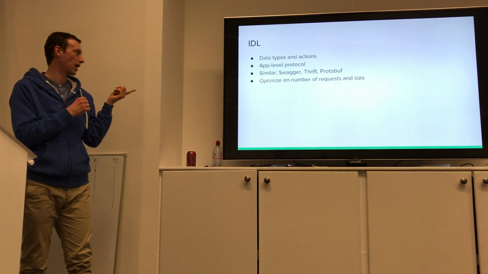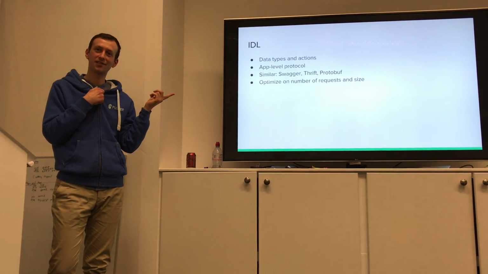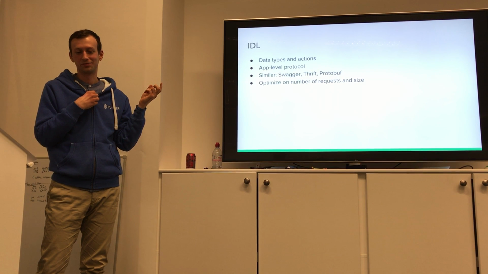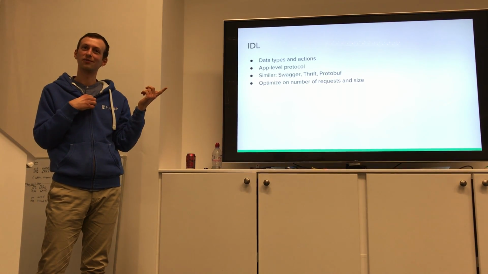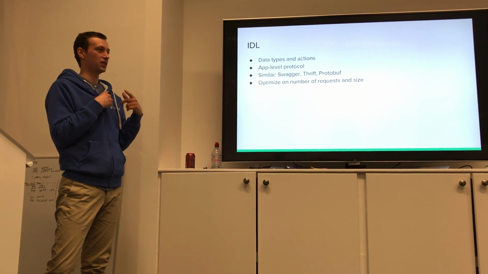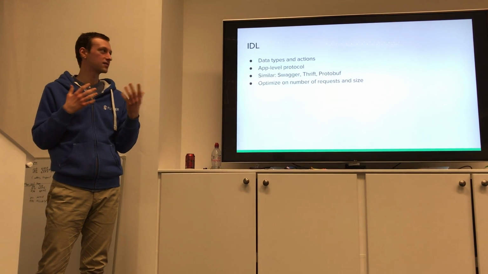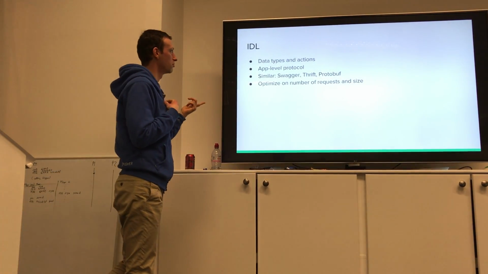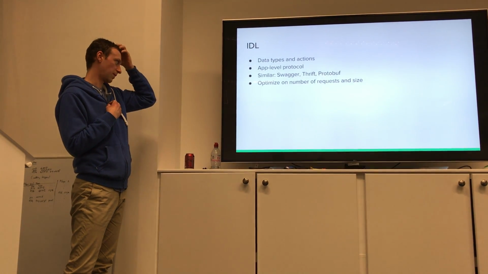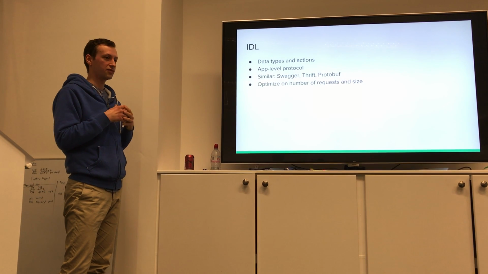If you don't know, Swagger is something that Jonas did some work on before he left, and then I tried to implement it in Hedwig, and it didn't work out very well. Swagger is a specification for REST APIs, for REST interfaces, and Thrift and Protobuf are designed by Facebook and Google respectively, and they're designed for efficiency.